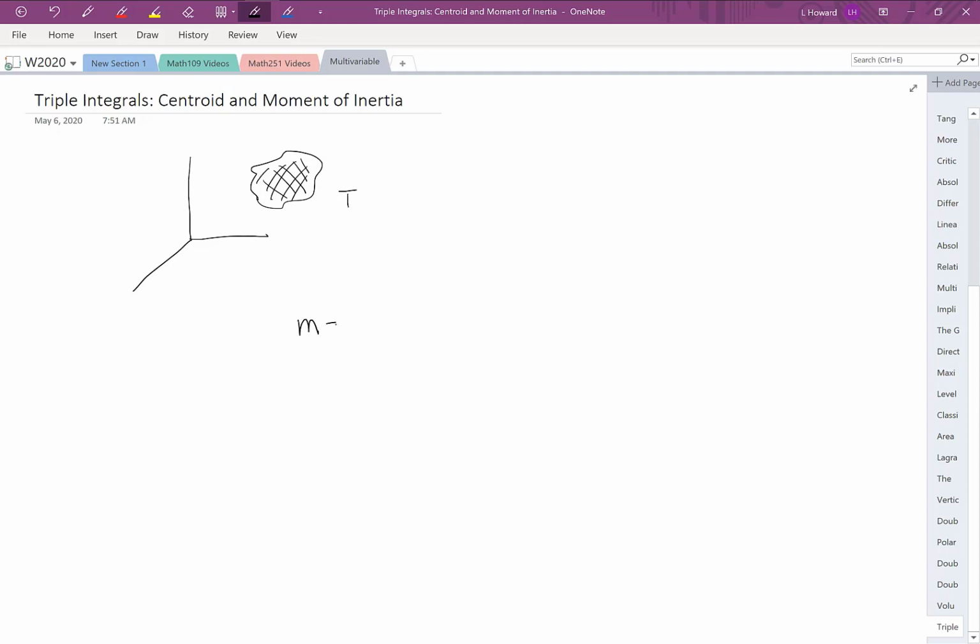First of all, we could say mass is the triple integral over our solid T of delta dV. You may remember from one of our previous videos that delta here just represents the density of our solid at all these different points in space.